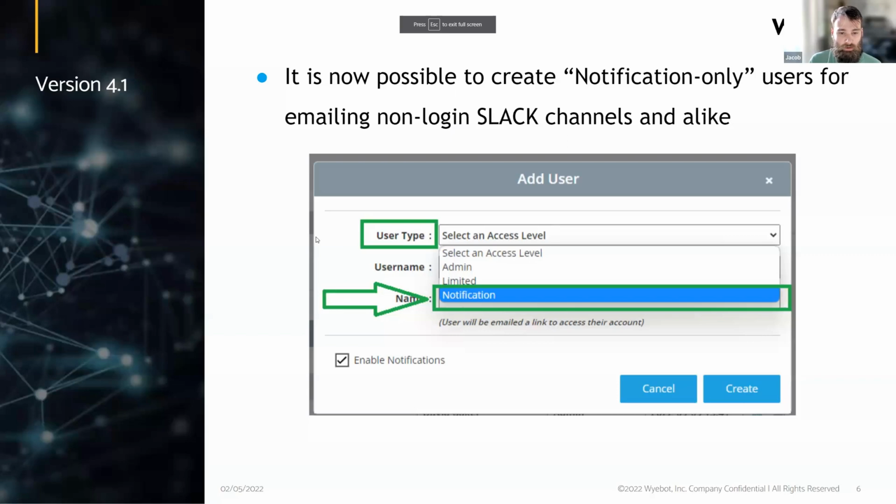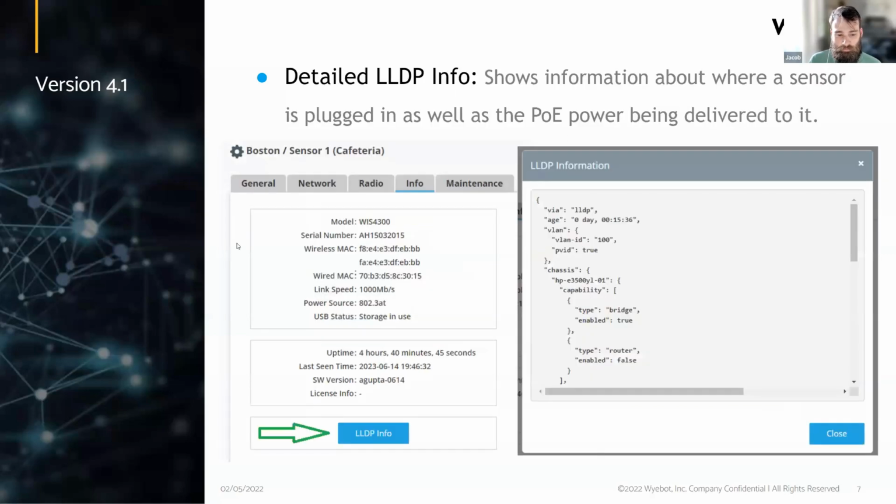All right, here we go, back on the slide deck. Okay, so another feature that we added, and I actually like this one quite a lot because it's very useful for us in the support team, where we can now see LLDP info from the sensor, basically showing you, if you're familiar with LLDP, right, all the stats you get from it. That's going to be things like the switch port it's plugged into, the VLAN, PoE type, all that good stuff. Very useful for troubleshooting.